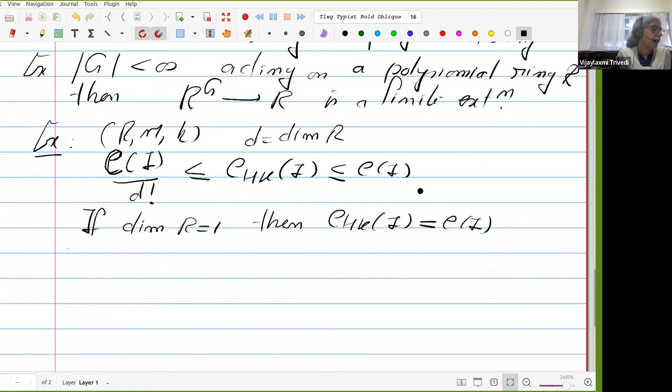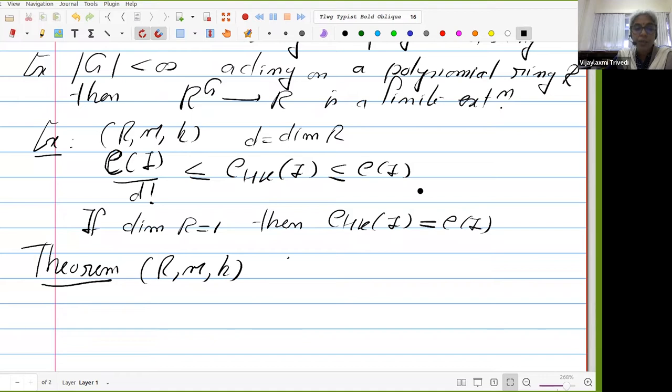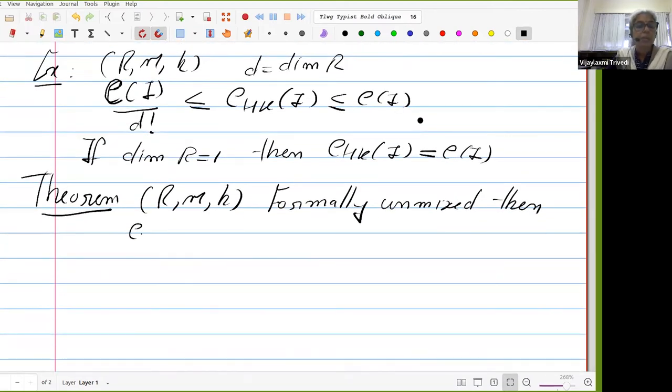So now we are looking at some properties of the HK multiplicity. You have this number, so what does it mean? What kind of properties of the ring does it reflect? The first thing: for regular rings, the multiplicity is one if and only if your ring is regular, of course provided the ring is unmixed. Here also the same thing. Suppose it's formally unmixed. This is an important assumption. Formally unmixed means if I take a completion, all the irreducible components are of the same dimension. Then e_HK of R is 1 if and only if your R is regular.